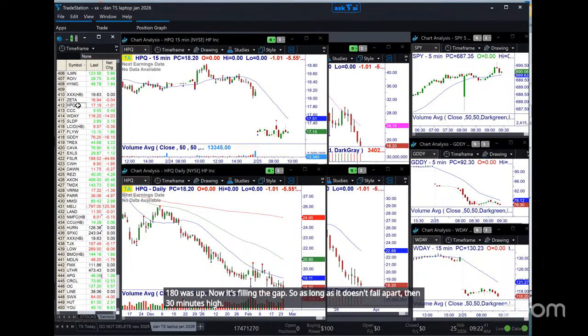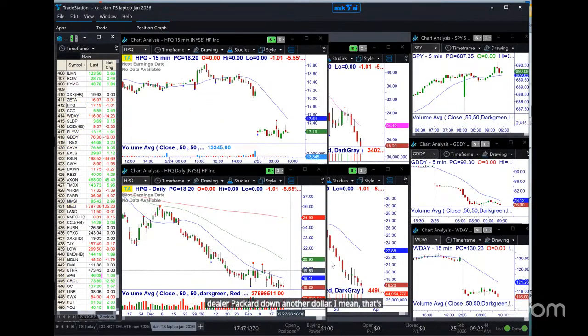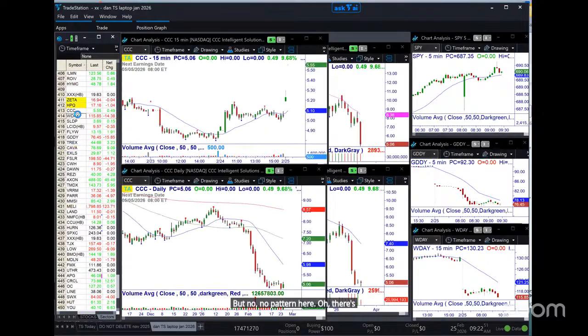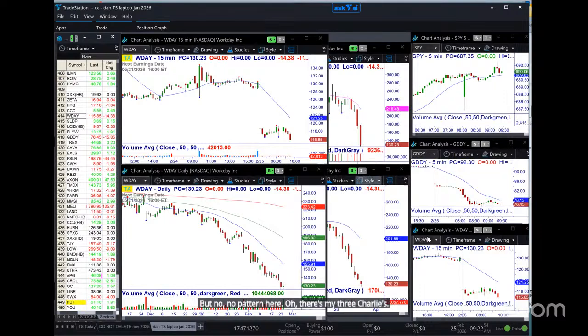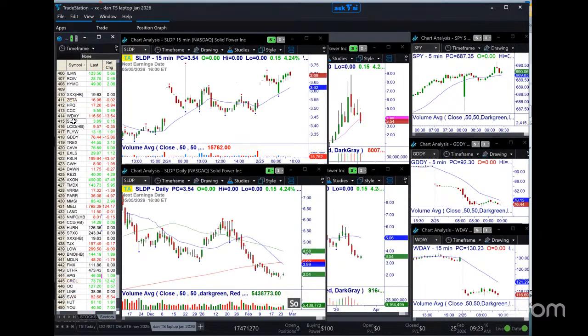Dealer Packer down another $1. I mean, that just looks horrible. But no pattern. Oh, there's my 3 Charlies. All right, workday, bottom right here. It's kind of a sloppy gap and snap. Gapping down $14, down from 2.25. But as of right now, pre-market, it's not holding. So it doesn't matter. We'll just watch it. I'll tell you if we do get a setup.